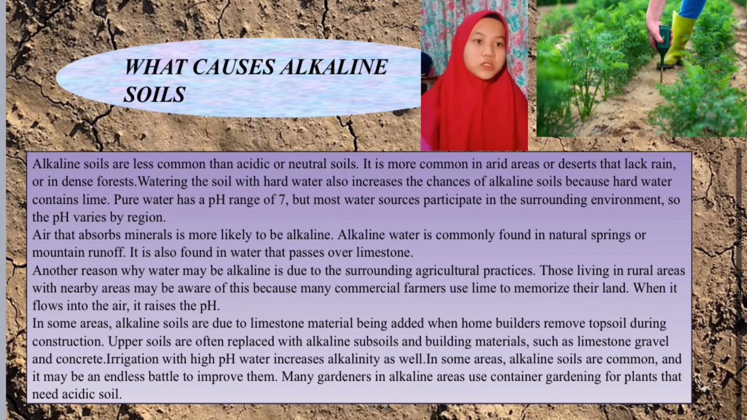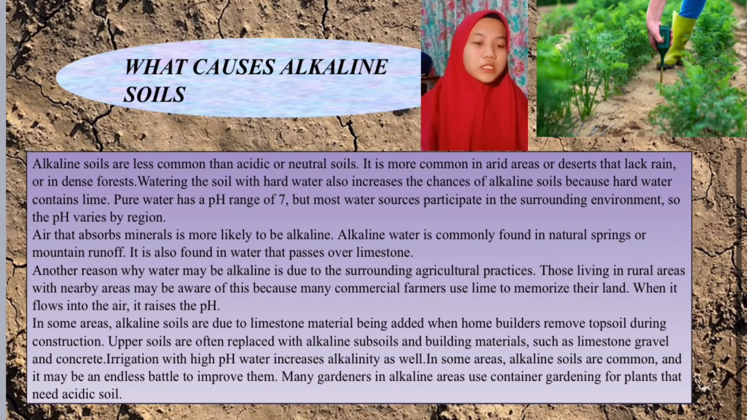Next, what causes alkaline soil? Alkaline soils are less common than acidic or neutral soils. They are more common in arid areas or deserts that lack rain, or in dense forests. Watering the soil with hard water also increases the chance of alkaline soil because hard water contains lime.